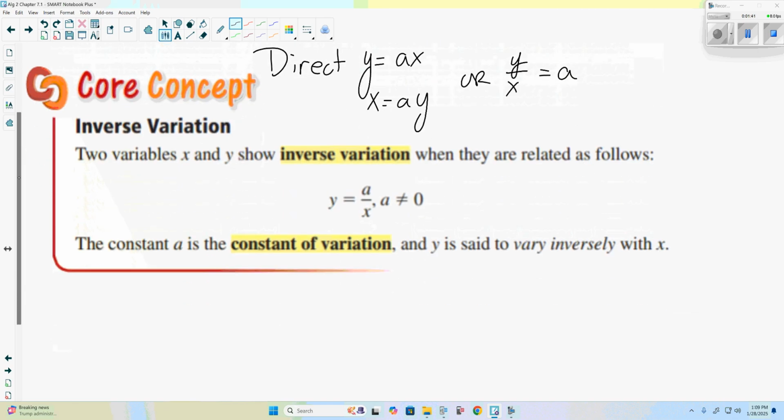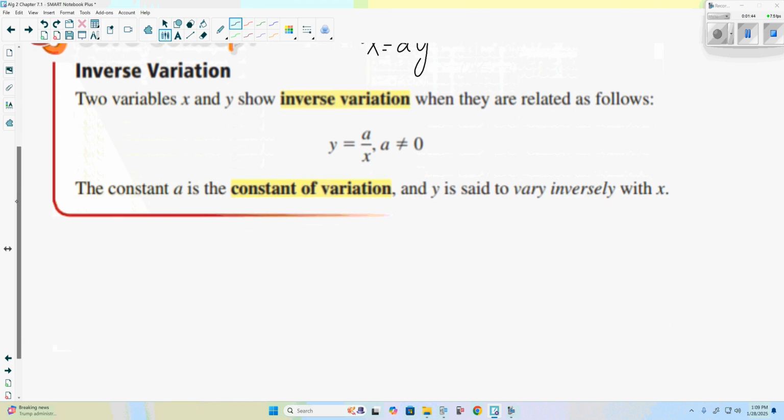Inverse variation: two variables, x and y, show inverse variation when they are in the following form. y is equal to a over x, or we can say x is equal to a over y, or we can say that x times y is equal to a, where a is a constant amount. It does not change. It is the same for each given value of x and y.